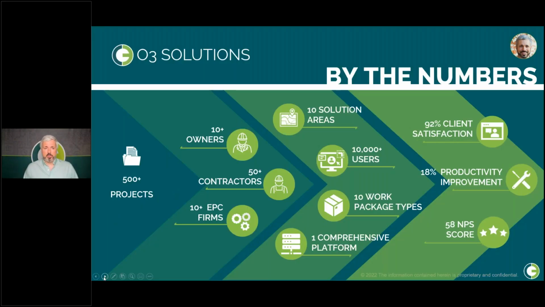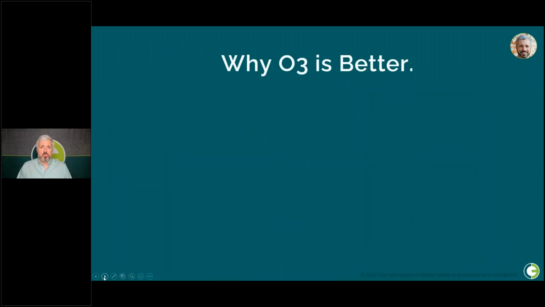A little bit about O3 by the numbers. Deployed on over 500 projects, over 10,000 users in the tool, with owners and contractors and EPC firms. As a software solution, it is a comprehensive platform that goes across the entire project lifecycle, so AWP support from front-end planning all the way through startup and commissioning.